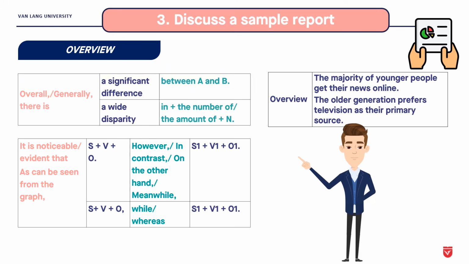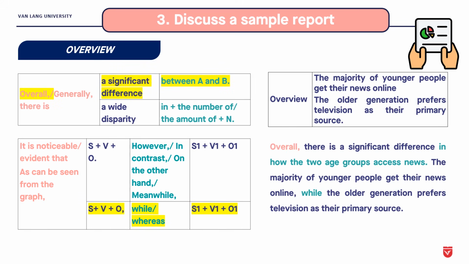In this report, I want to use 2 structures at the same time which are highlighted on the slide. I will start with the word overall. Then I will use the first structure, so I'll have there is a significant difference in how the 2 age groups access news. I don't use it as noticeable, or evident that, or as can be seen from the graph, because I have used the word overall at the beginning of the overview.